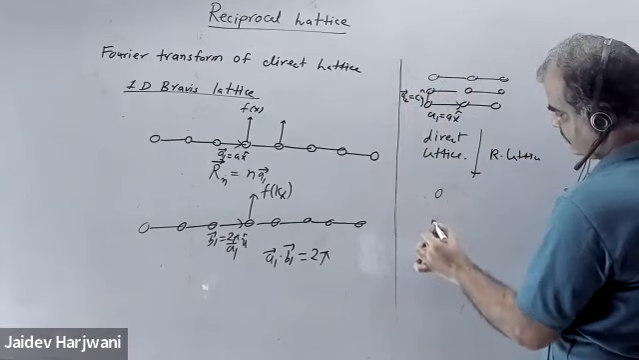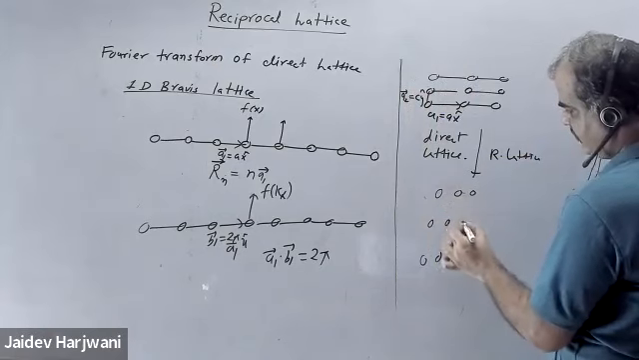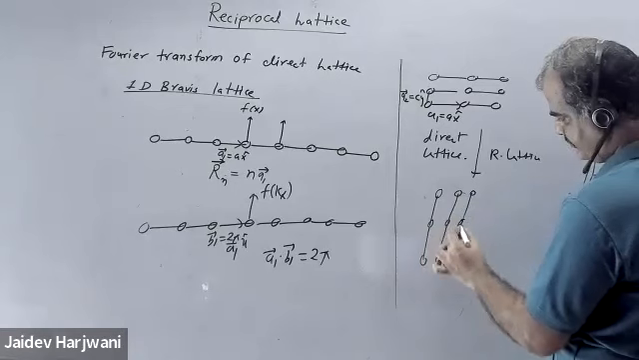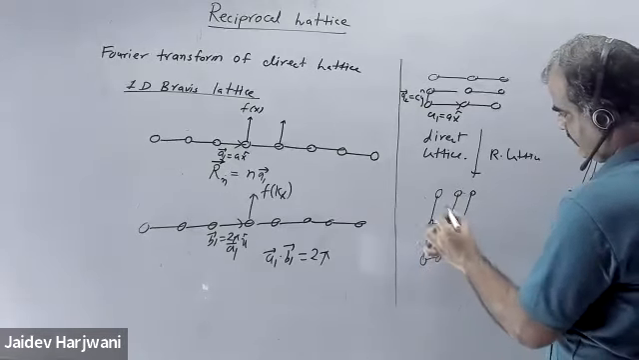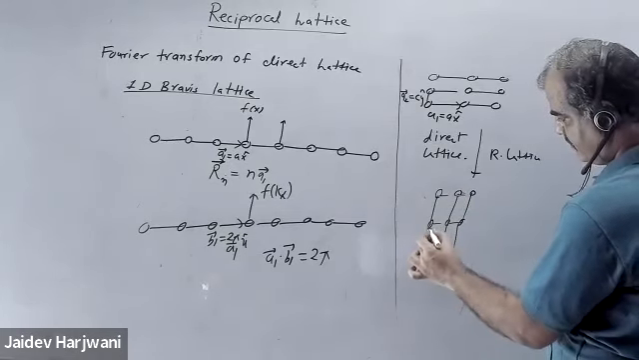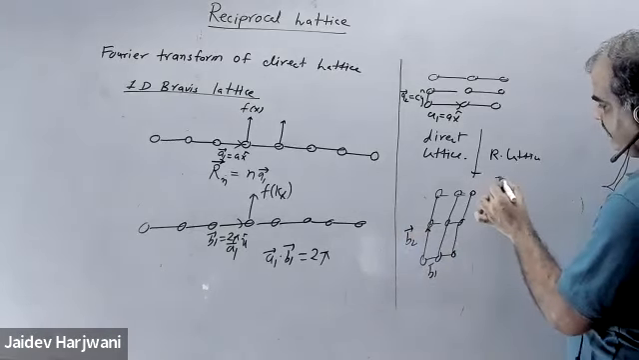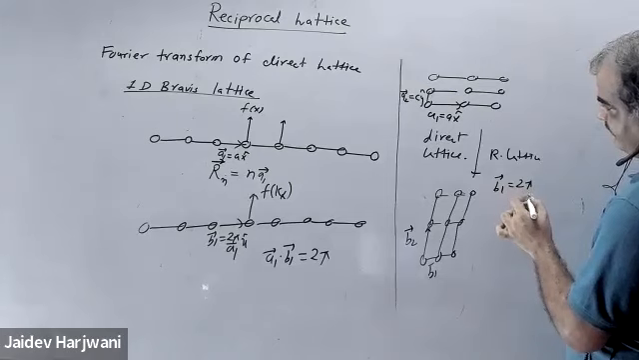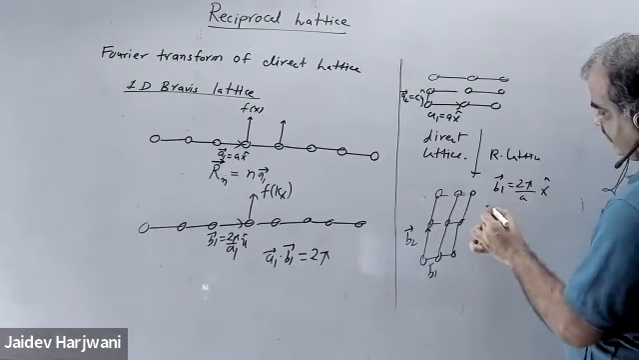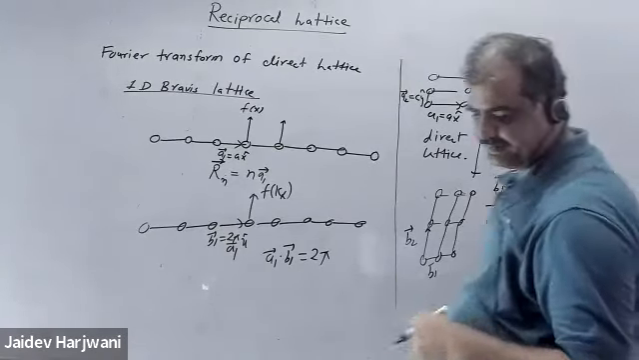So this will be your this one, and the one that was bigger will become smaller, because it's an inverse. So now if you take this one, this will be your b1 and this will be your b2. b1 will be your 2 pi upon a, x cap, and b2 will be your 2 pi by b, y cap.